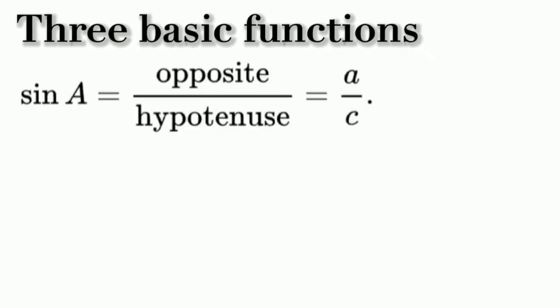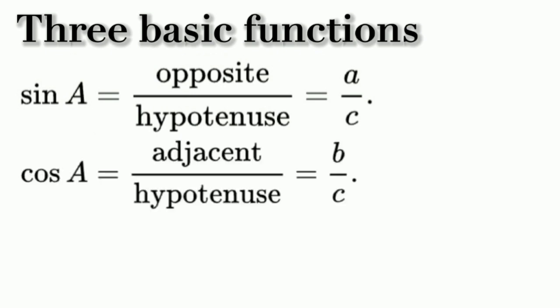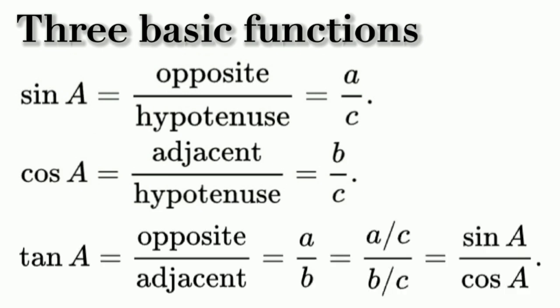Next, I'm going to introduce you to three basic functions in trigonometry, which are the sine function with the formula of opposite over hypotenuse. Then we have the cosine function with adjacent over hypotenuse. And for the last, we have the tangent function with opposite over adjacent. Tangent also equals sine over cosine. Never forget that.